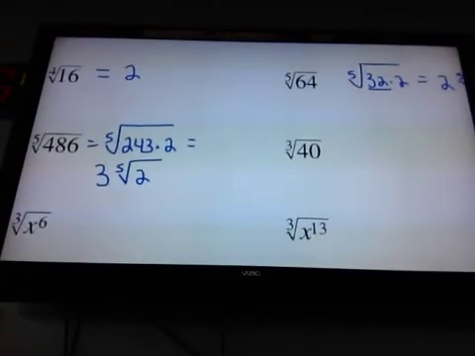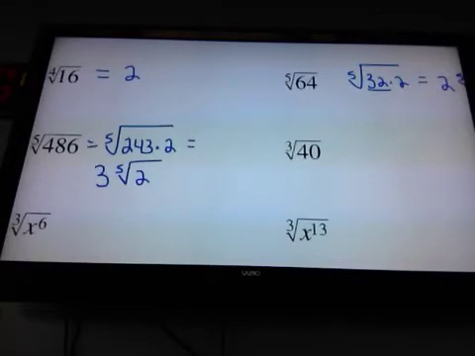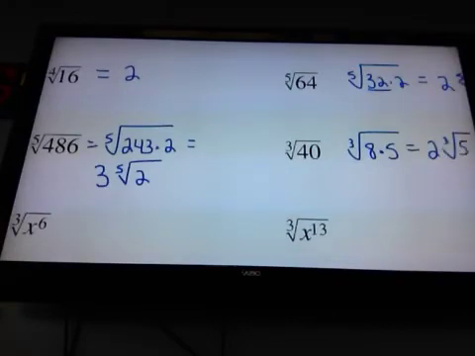Cube root of 40. 40 is not a perfect cube, but it's going to break into 8 times 5. Cube root of 8 is 2. Cube root of 5, I don't know. Make sure you put your little cubes and fourths and fifth roots back on that answer.